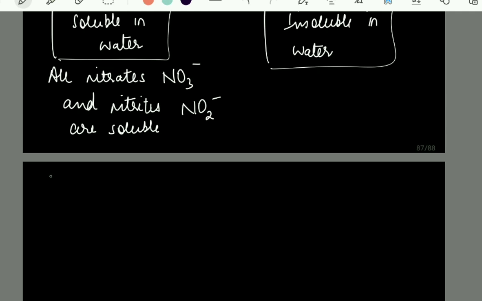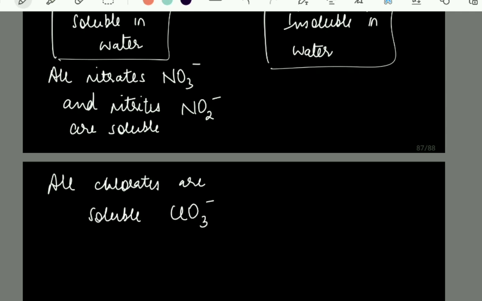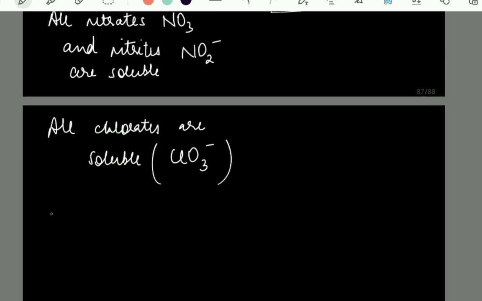Then all chlorates are soluble. Now what are chlorates? Chlorates are the ClO3 minus ion. Metal chlorates are soluble. Every kind of chlorates that we know. Then all chlorides, Cl minus, are soluble.